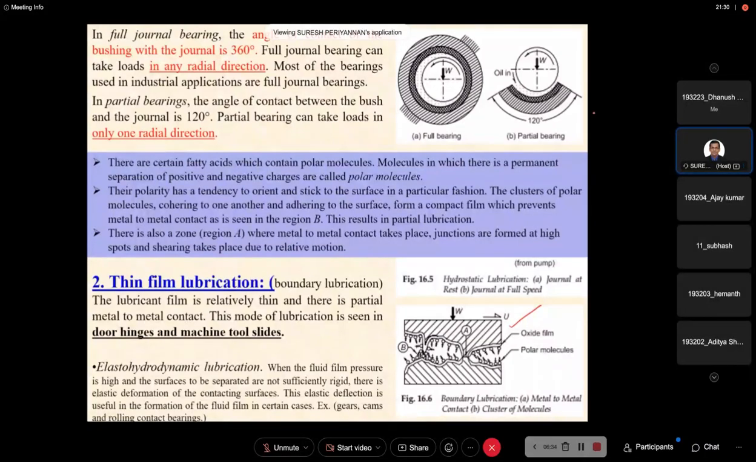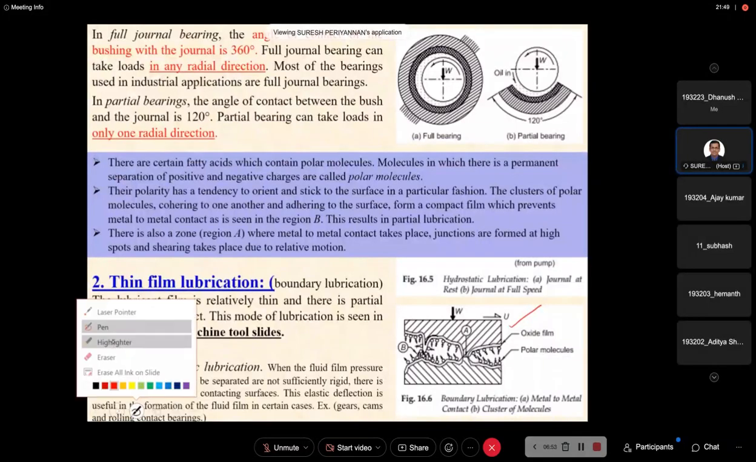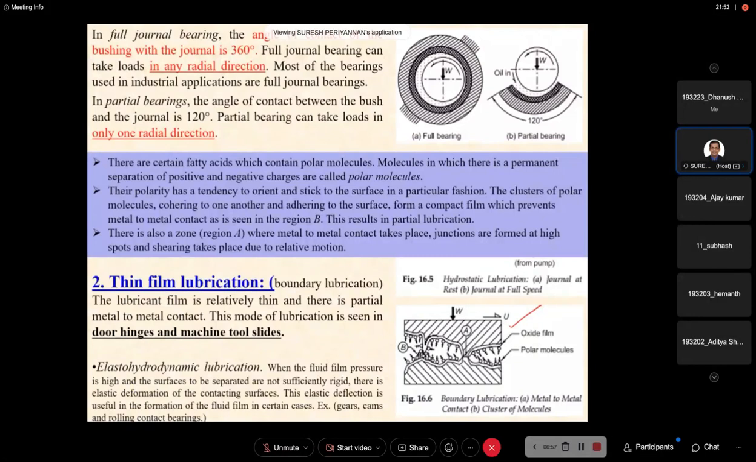Here the lubrication involves partial metal to metal contact. Now, how is it happening? There are certain fatty acids which contain polar molecules. What are polar molecules? Molecules in which there is a permanent separation of positive and negative charges are called polar molecules. This polarity has a tendency to orient and stick to the surface.